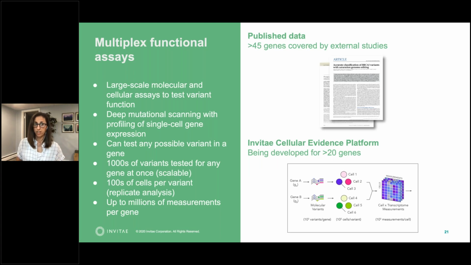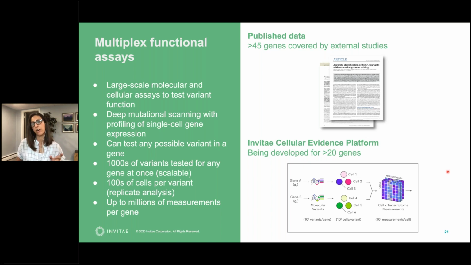So Dr. Roden already discussed this, so I'm going to be really quick here. But multiplexed functional assays overcome some of the previous challenges. So these are large-scale molecular cellular assays that can test variant function at scale. And he showed several of them. And what I'm highlighting here is there's already at least 45 published studies utilizing deep mutational scanning, which was a method that he already discussed.